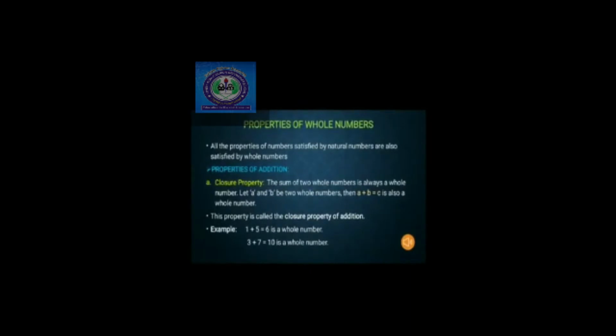Now dear students, let's discuss the properties of whole numbers. All the properties of numbers satisfied by natural numbers are also satisfied by whole numbers. Properties of addition. Closure property. The sum of two whole numbers is always a whole number. Or you can say, when we add two whole numbers, their sum is also a whole number. Let a and b be two whole numbers, then a plus b equals c is also a whole number.